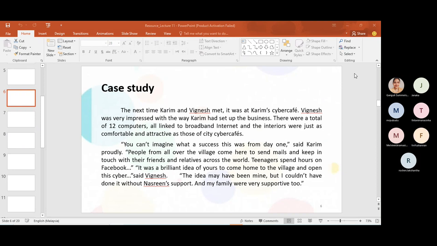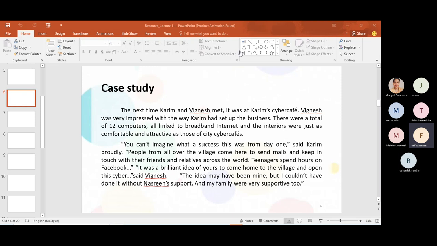Yes, the case study is about Karim, who has started his own business of a cyber cafe, and Vignesh, who is an employee of another company. So they talk about their business, the advantages and disadvantages they meet when they are having their own careers. Now, when Vignesh says that Karim is very lucky to have his own business set up, Karim brings to his notice that there are disadvantages, such as they have to work hard.